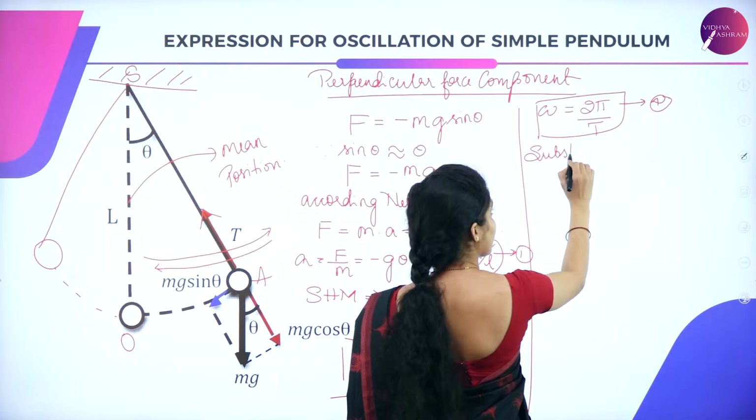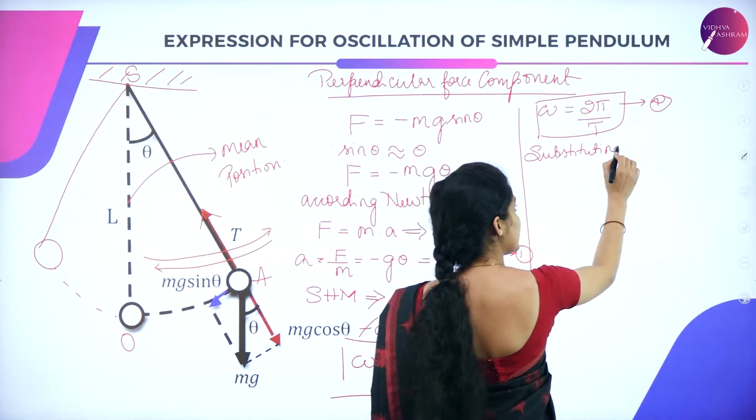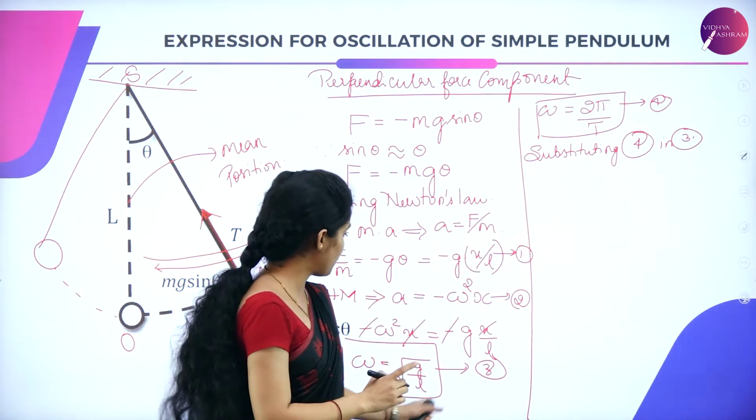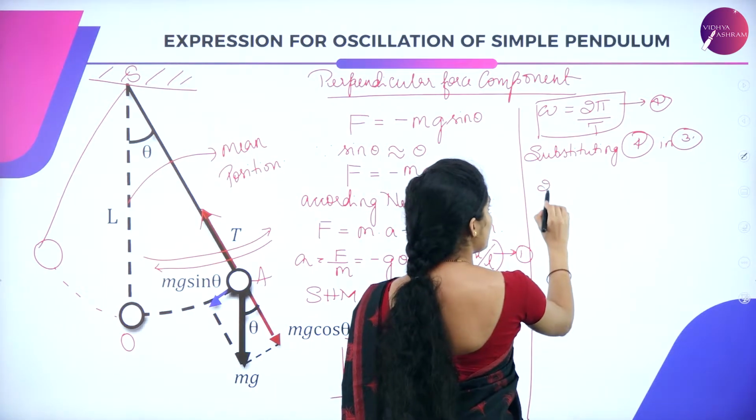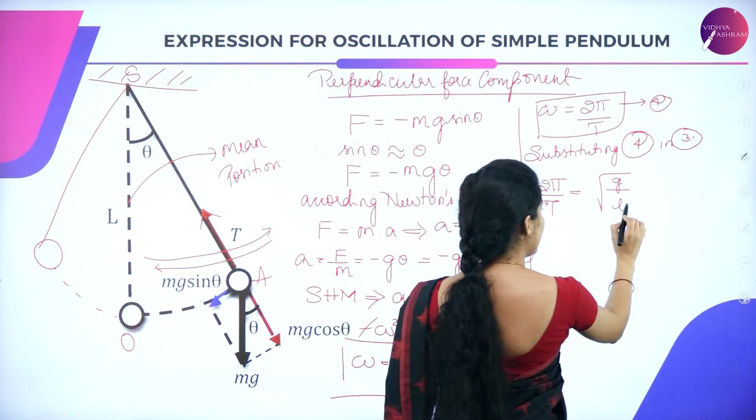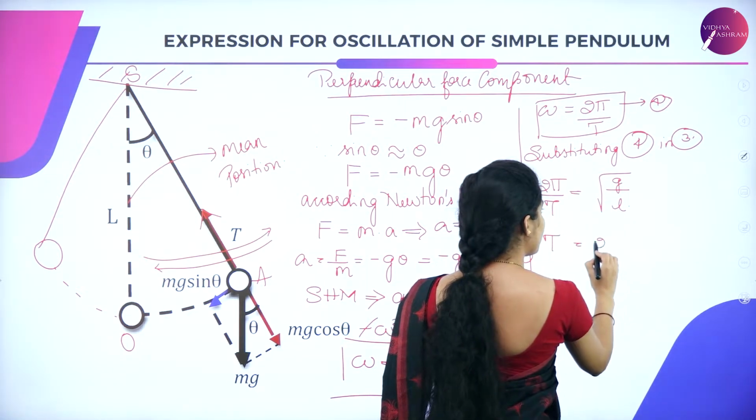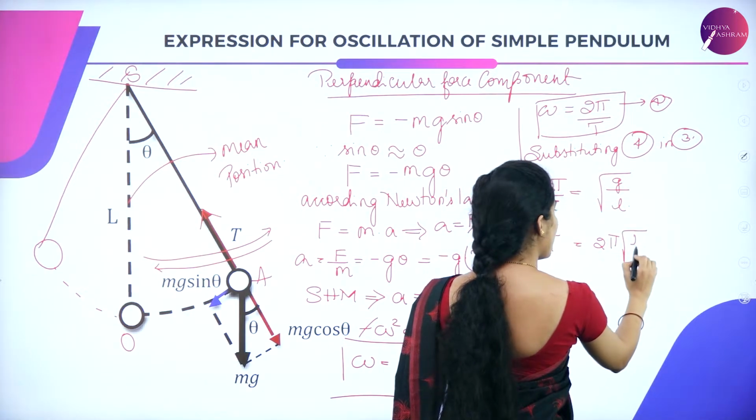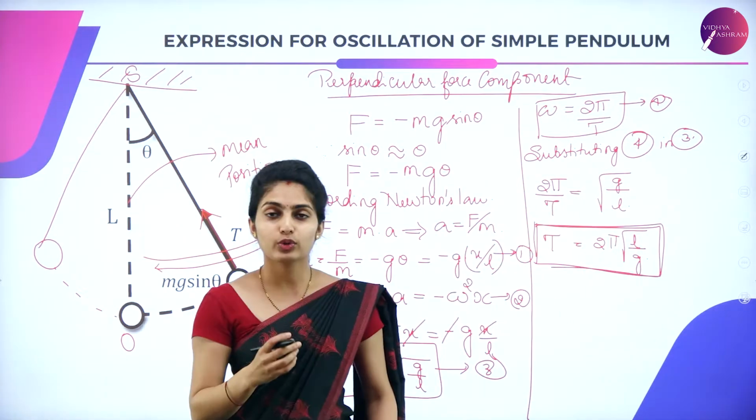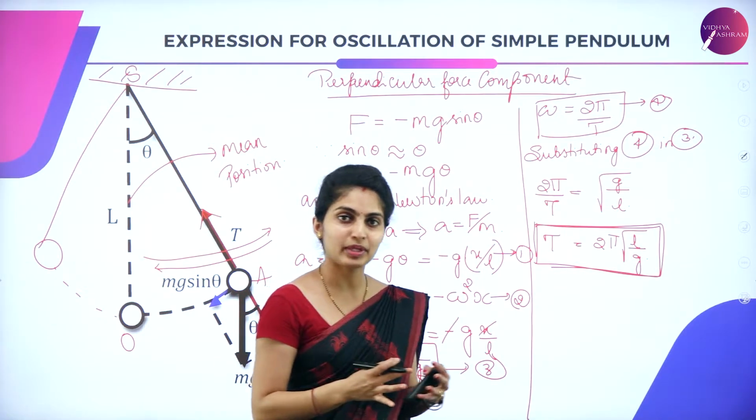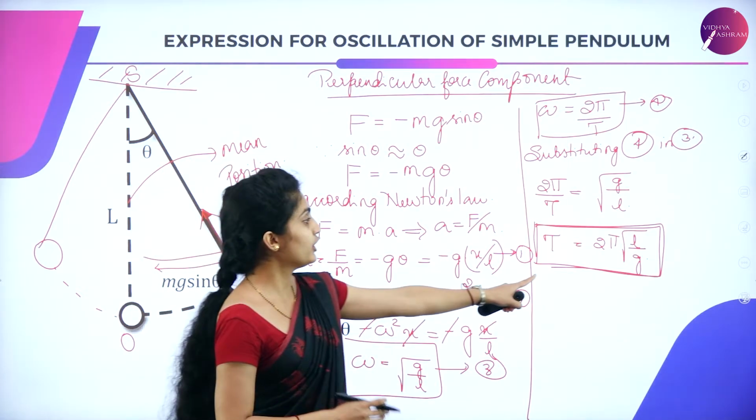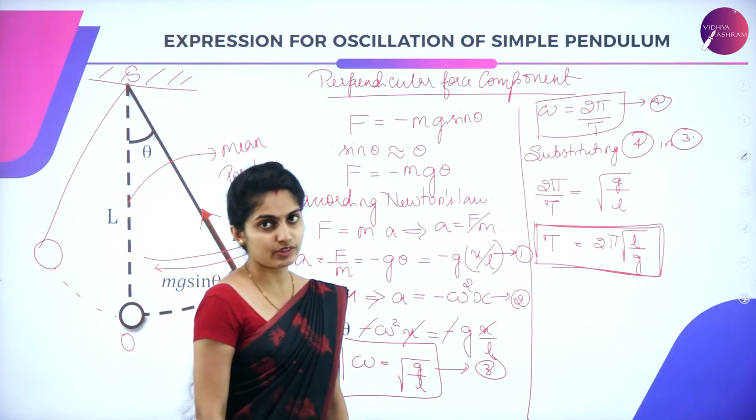Substituting equation 4 in 3, what do I get? 2 pi divided by t is equal to root of g divided by L. What remains is t is equal to 2 pi root of L divided by g. This is the time period. How do you determine the oscillations of the simple pendulum? By determining the time period equation for a simple pendulum. And finally, you have received this time period of a simple pendulum.